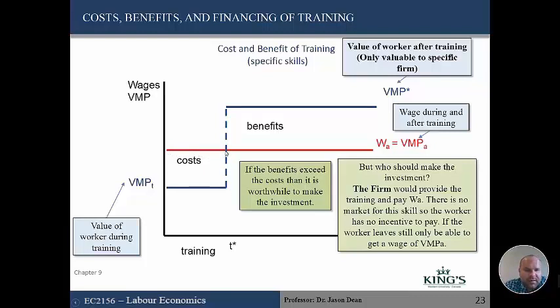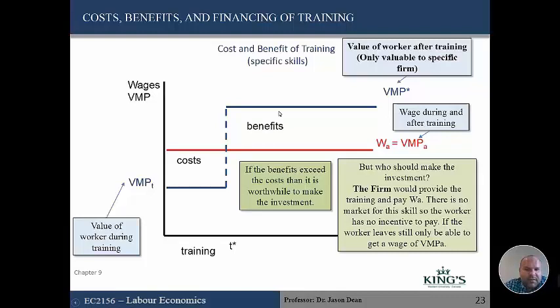They're going to get paid this amount, even though their value is going to be much lower during the training period. And if they were to stay at the firm, the benefits would be this amount here. But the worker is just going to get paid WA, and the firm would keep the benefits. Okay.